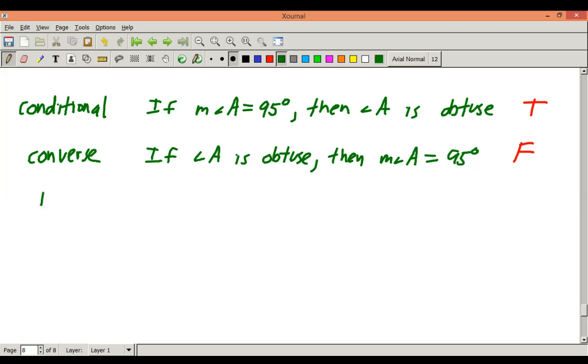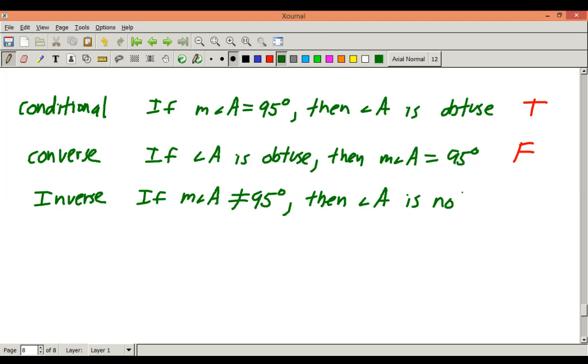Next is the inverse. So the inverse of your original conditional is when you negate both the hypothesis and the conclusion. So the inverse of our conditional is if the measure of angle A is not equal to 95 degrees, then angle A is not obtuse. So if the measure of angle A is not 95 degrees, then angle A is not obtuse.